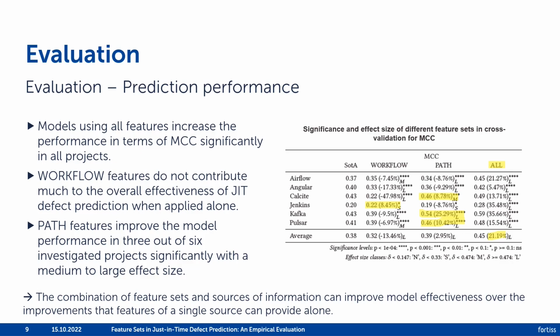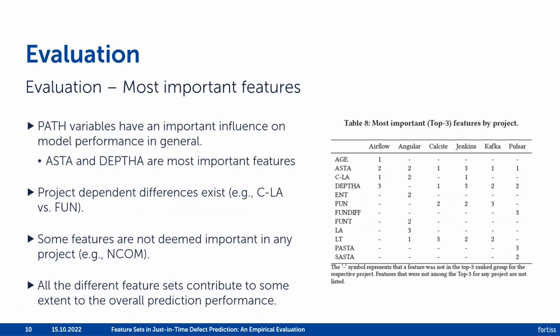We evaluated this for all the metrics and validation settings of our study, and we see that the combination of features does have a significant effect on the performance for every other performance metric in a very similar way. Therefore, we can conclude that a combination of feature sets and sources can improve model effectiveness over the improvements that one single additional feature set does provide. Last but not least, we execute the non-parametric Scott-Knott ESD test to see which features are most important.